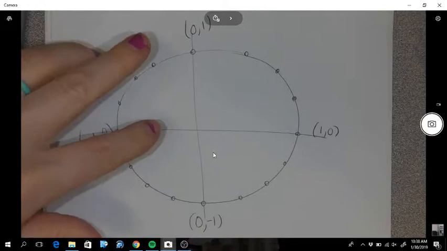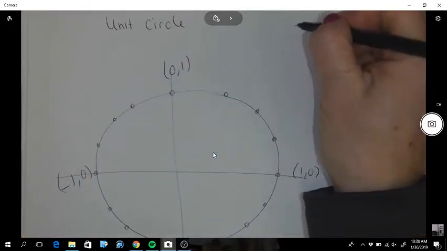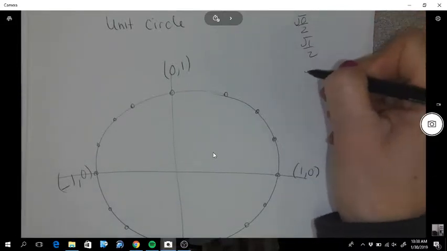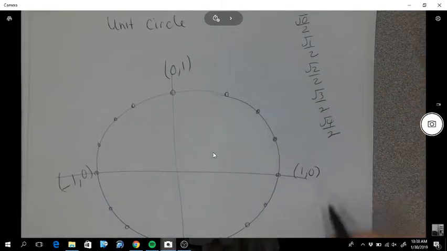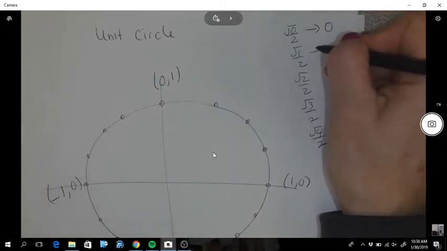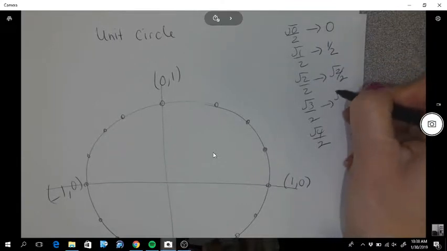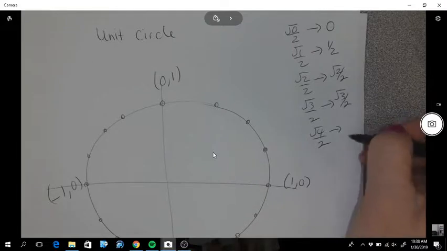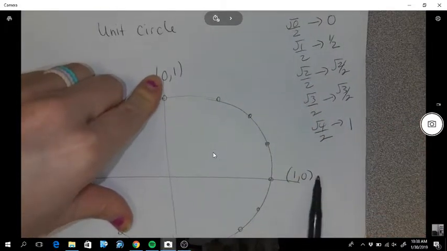Okay, and then I talked about the pattern. Remember the pattern? Root 0 over 2, root 1 over 2, root 2 over 2, root 3 over 2, root 4 over 2. Okay, but this obviously became just 0. This became 1/2. That you had to leave. And then root 4 is 2. 2 divided by 2 is 1. Okay, so that's how we developed the pattern.